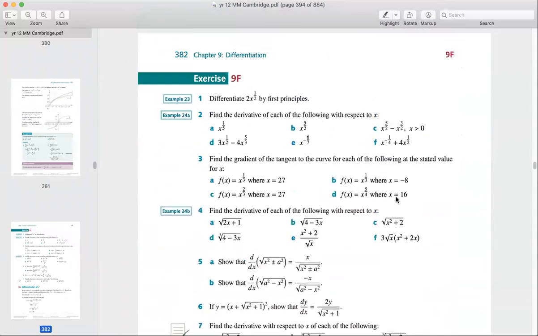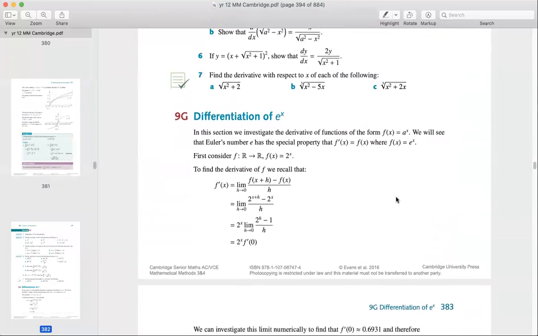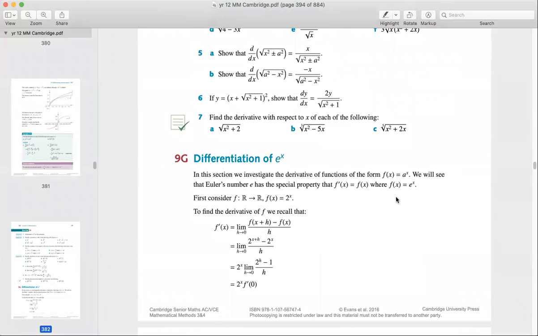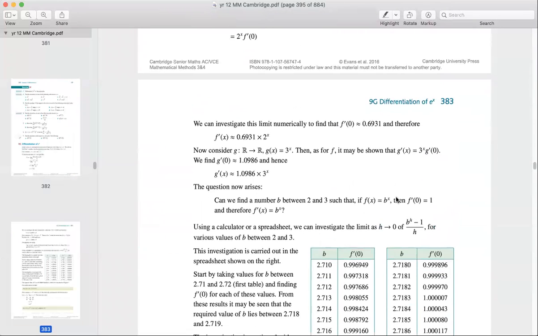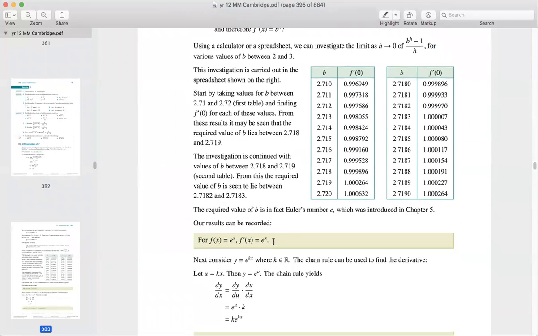This is 9f, and for my 9g is the derivative of e^x. I can directly write it. It's like e^x, the derivative is e to the power of x. So essentially they are the same thing.